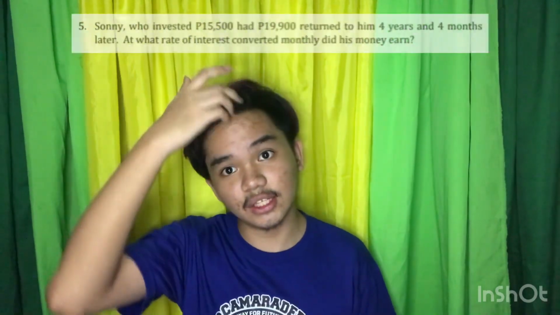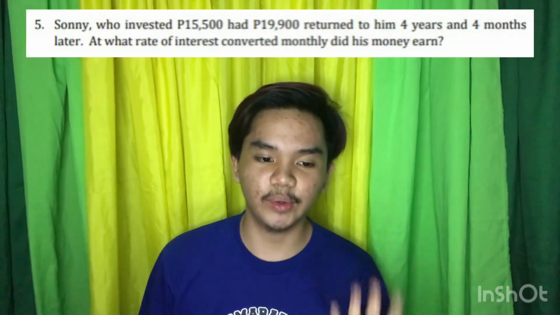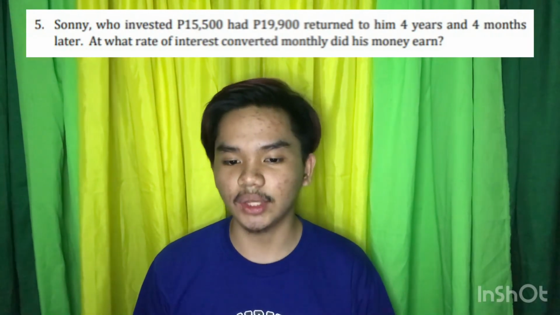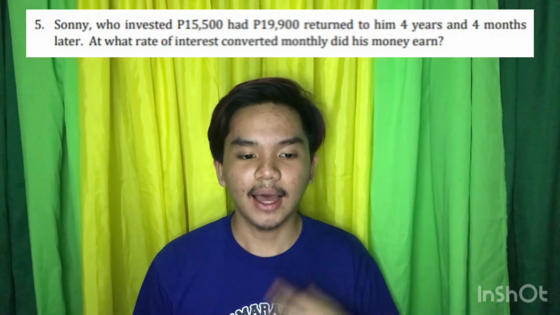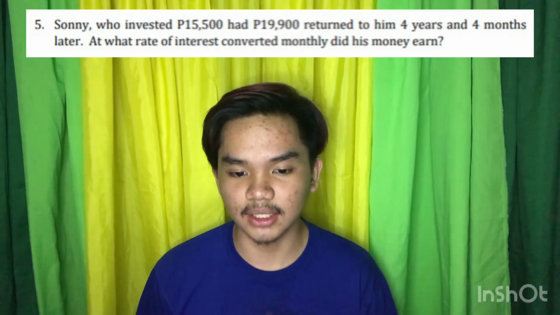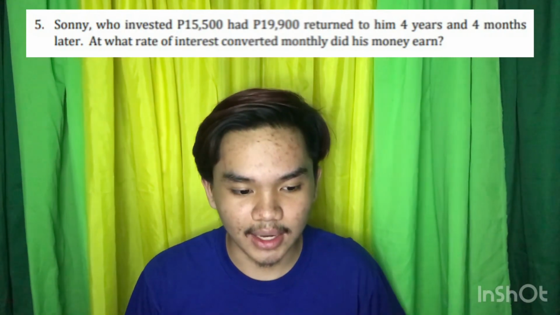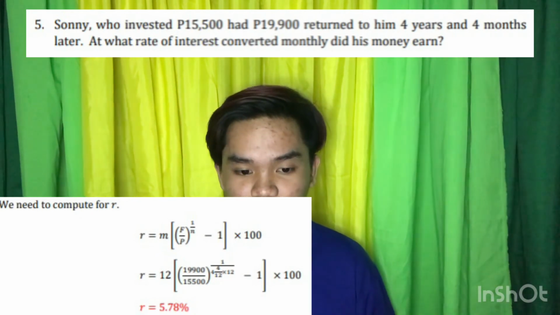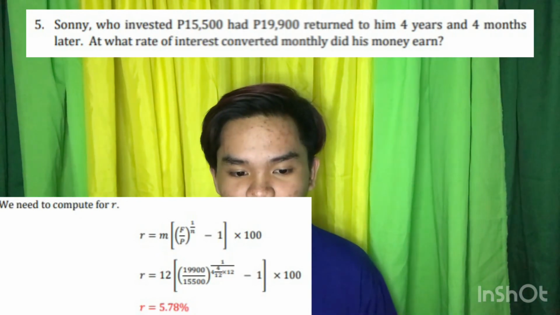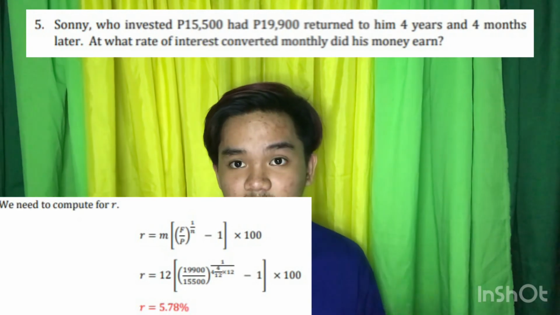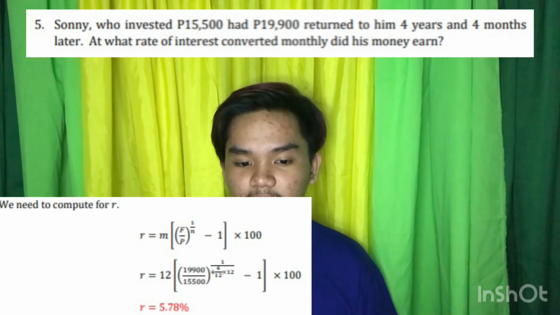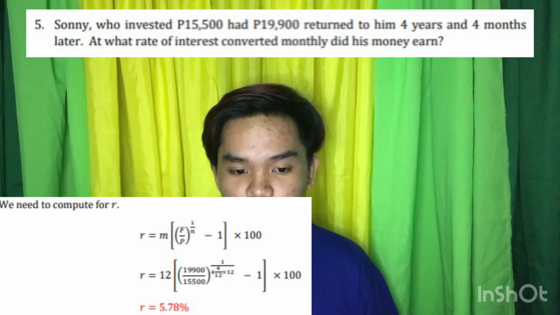And our last example for this lesson, compound interest, is Sonny who invested 15,500 had 19,900 returned to him 4 years and 4 months later. At what rate of interest converted monthly did his money earn? So, ang hahanapin natin dito is yung compute for our rate. Yan. So, yung rate yung hinahanap natin. So, ito yung formula nga, sinabi natin. So, ang value ng ating M is 12 kasi monthly siya magbabayad. So, 12 yung M natin.